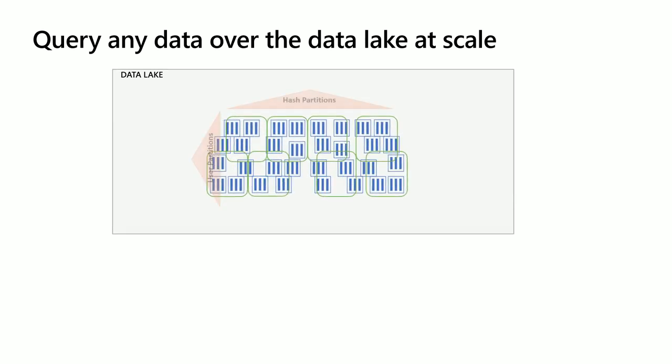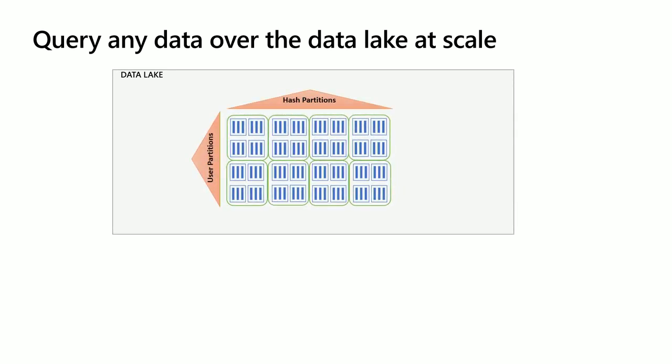On top of that, we also enrich metadata on top of these data cells through hash partitions and user partitions. Hash partitionings are used to speed up query processing for some relational operators like vector aggregations or join operations, and user partitions are usually utilized in order to prune or reduce the amount of data that you scan at query processing.